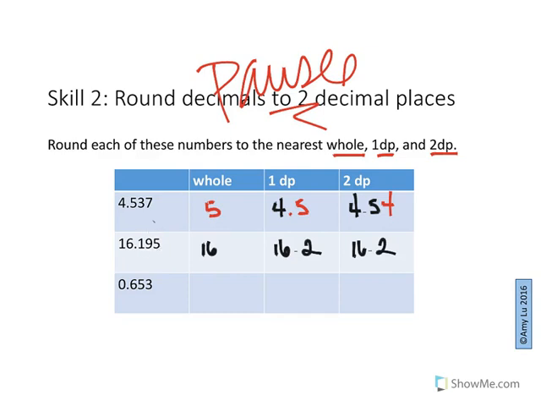And then for the nearest whole, that 6 forces that 0 to move to 1. To the nearest 1 decimal place, the 5 forces the 6 to move up 1, 0.7. To 2 decimal places, the 3 forces the 5 to stay, 0.65. And that's our end.